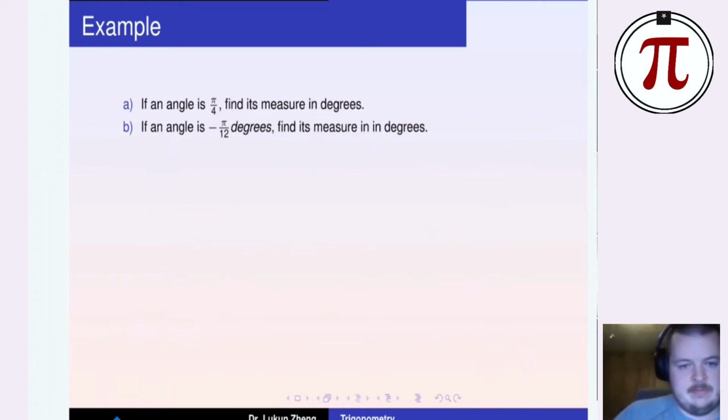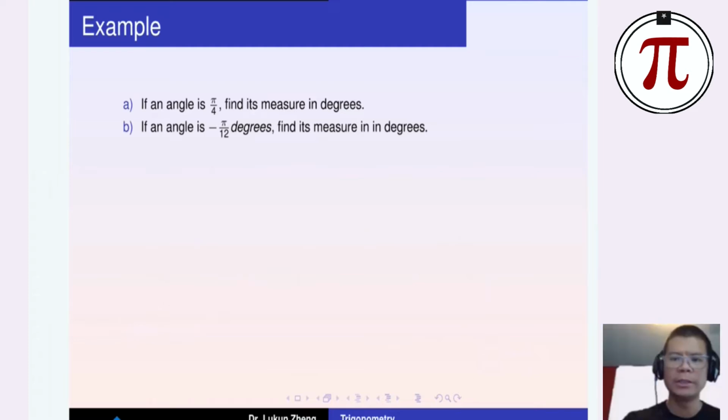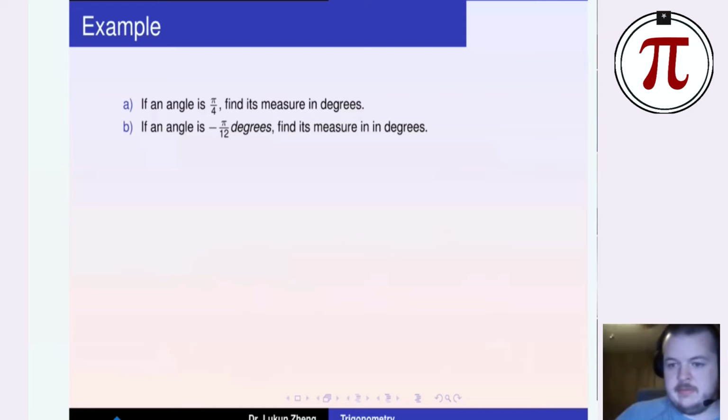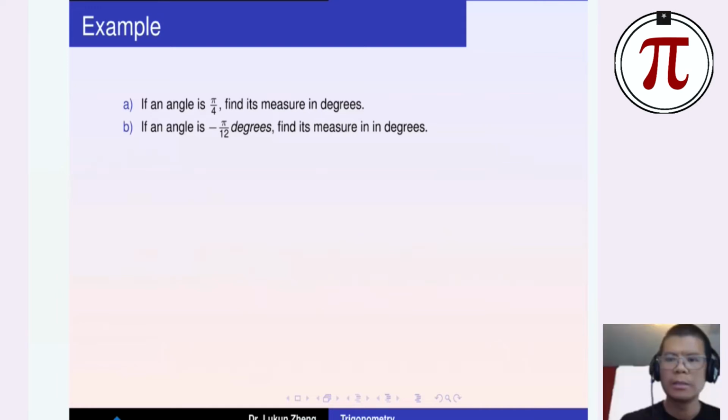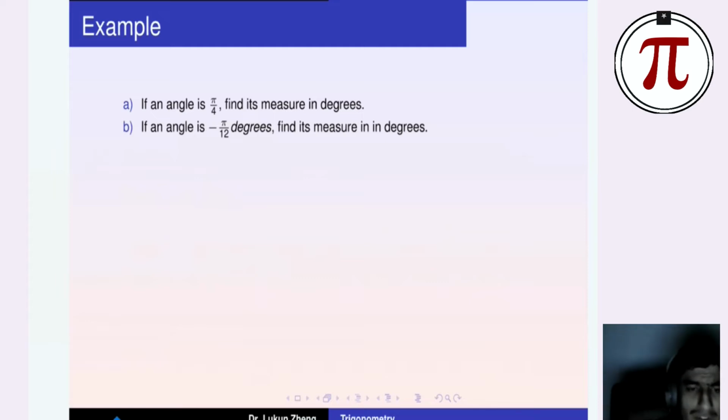Let's now try to do the other way around. Salim, can you read it for us, please? If an angle is pi divided by 4, find its measure in degrees. B. If an angle is negative pi degrees, find its measure in degrees.